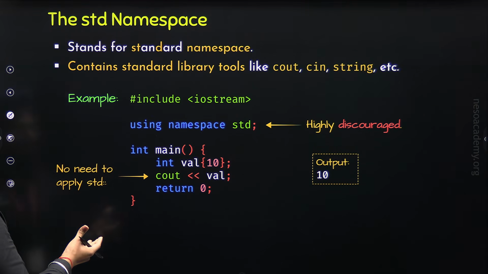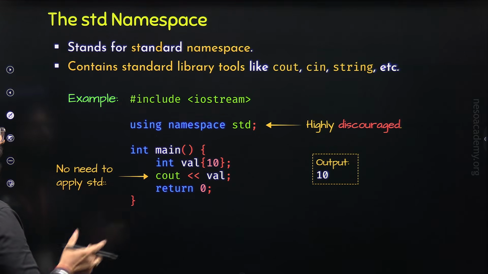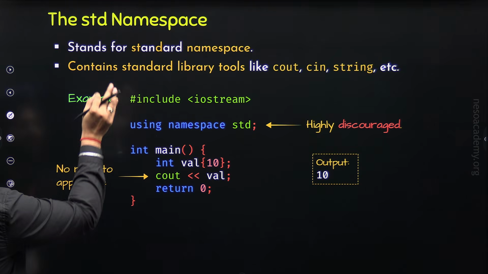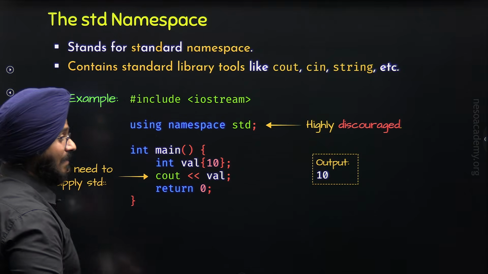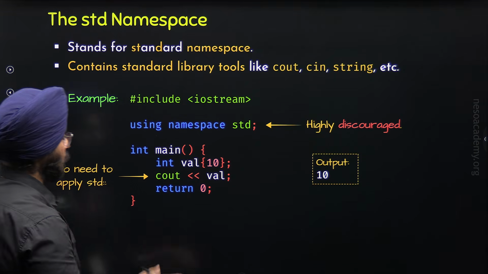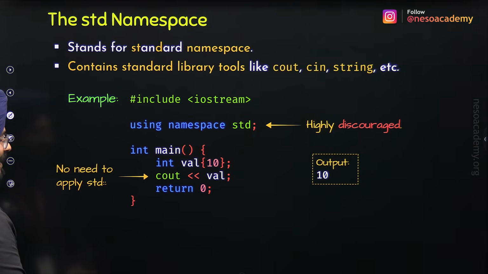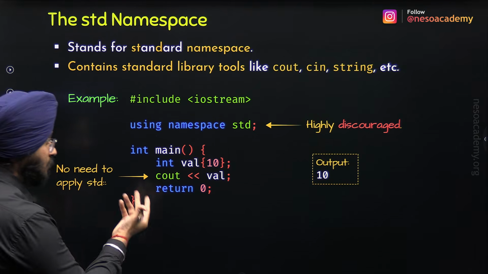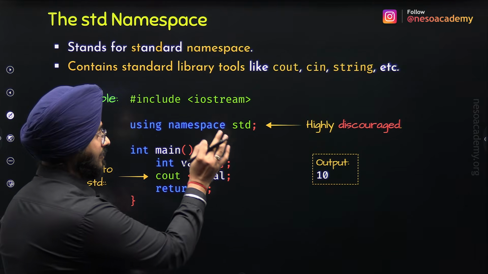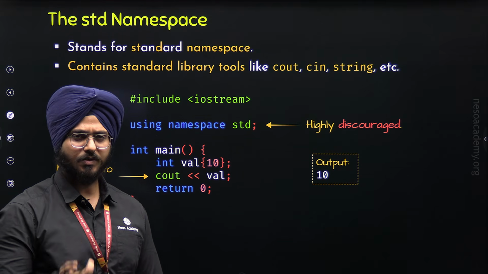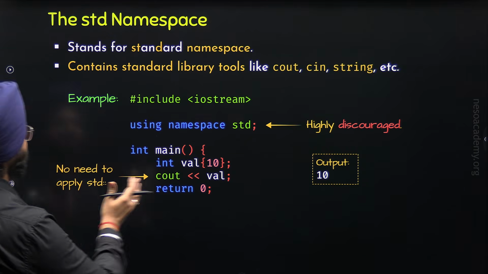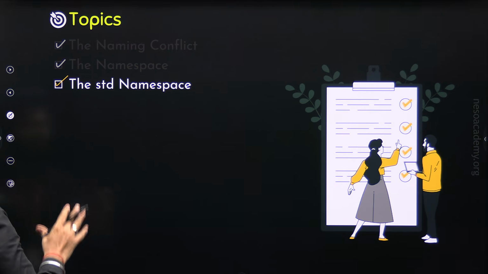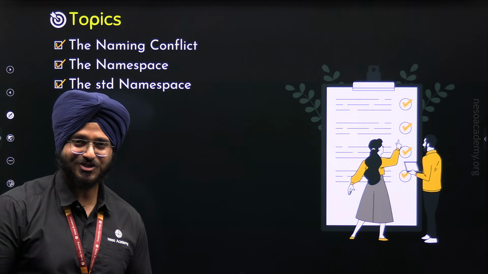Also, if let's say we try to define a specific identifier within our project, and that too with the name which is already available in std, then this will cause naming conflict. If let's say we try to define a function with the same name cout, then there will be a naming conflict. Compiler will get confused. This will cause problems, and therefore this practice is highly discouraged. I hope this is clear to you. So with this, we have understood the std namespace also. This means we have covered this topic properly, and we are done with this lecture.